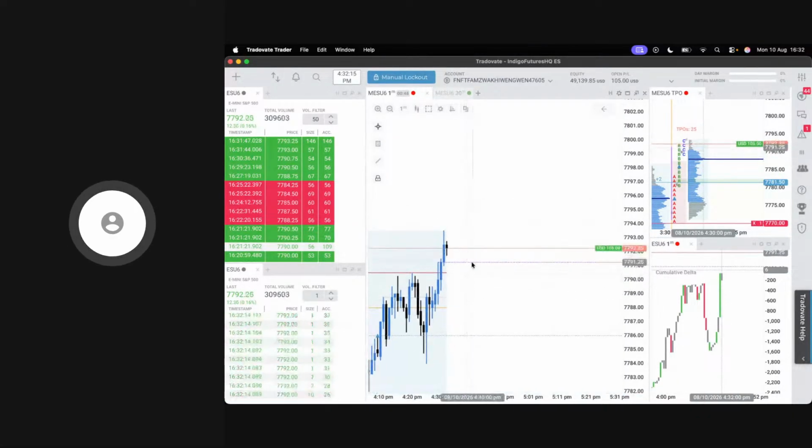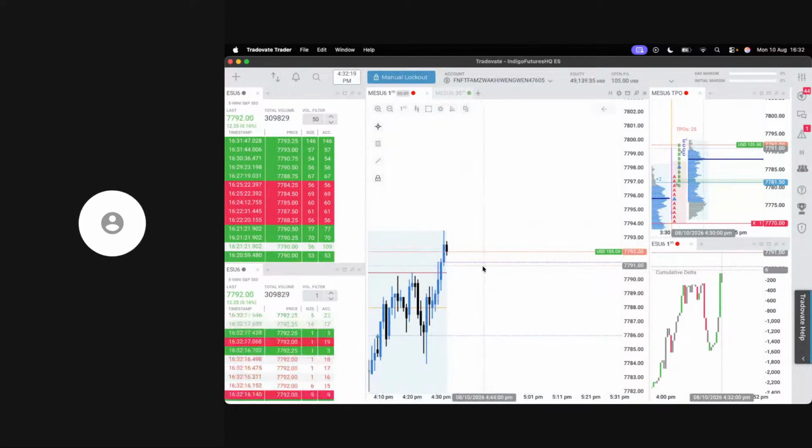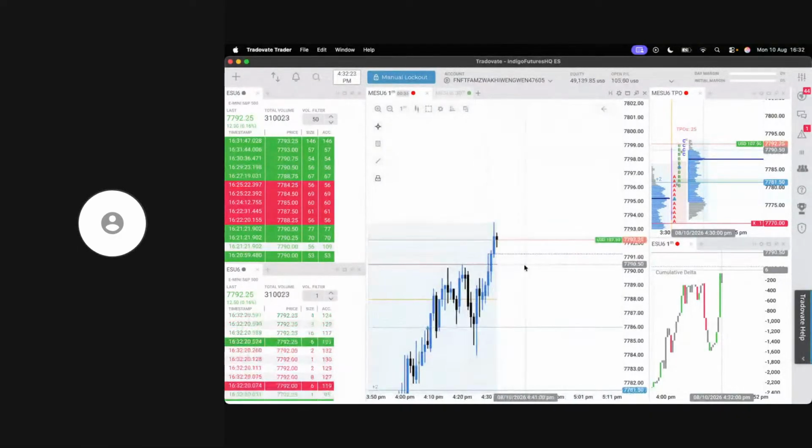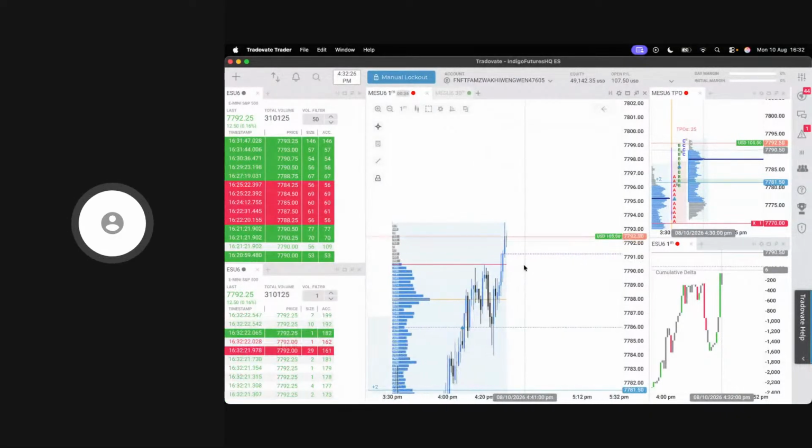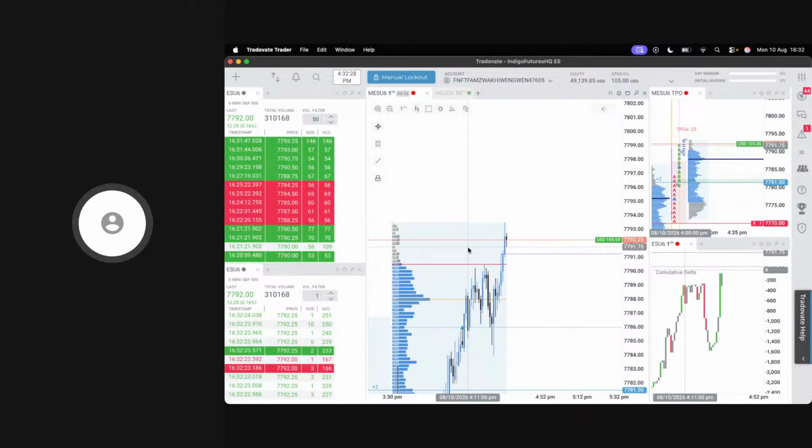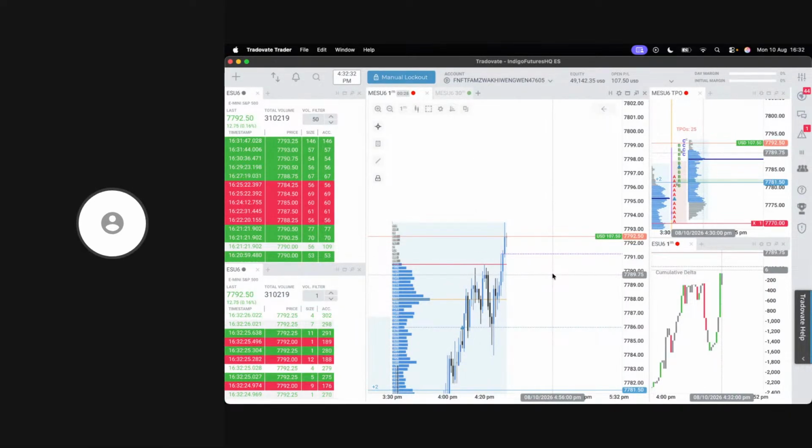But again, if we start seeing red prints below IB, then that could be the beginning of weakness. Also, another thing that I would like to see is this value area high shift above and outside the initial balance.